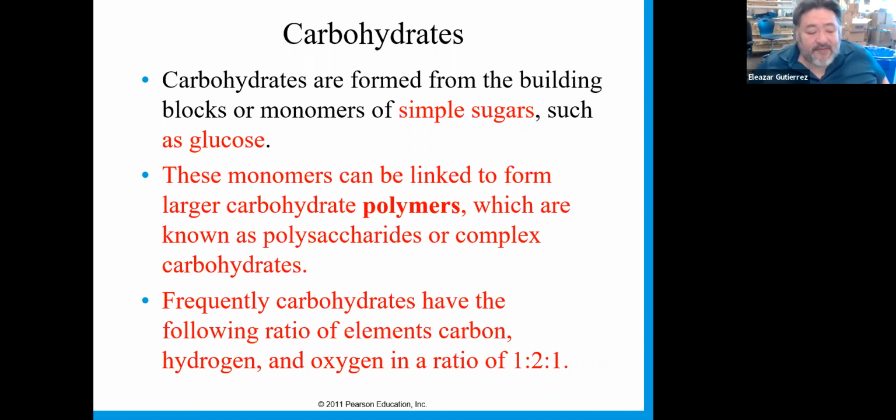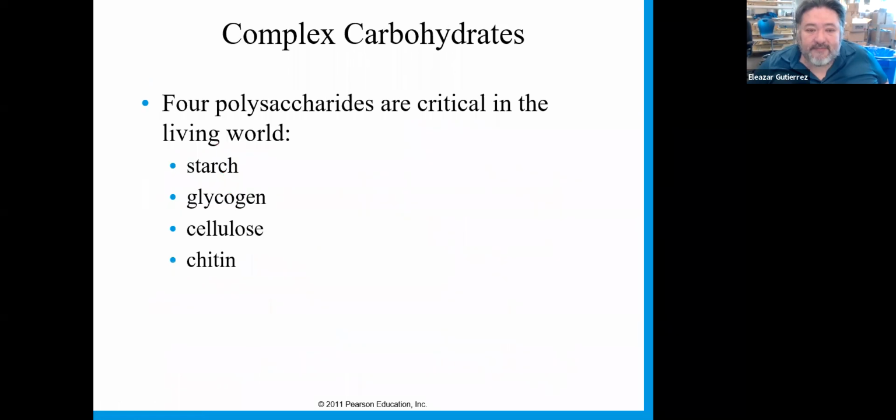I'm forgetting to say something that's important about this. What are carbohydrates used for? They're used for energy, right? And they're also used structurally to keep things together, okay? What are the 4 main polysaccharides? Well, there's starch, glycogen, cellulose, and chitin, okay?